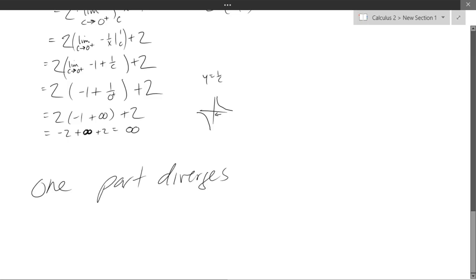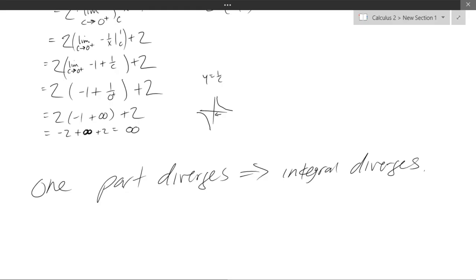Now only one part has to diverge for the whole thing to diverge. So yes, we did get one part that behaved well from 1 to infinity, but because the other part had an infinite area, the whole thing diverges. So one part diverges means everything diverges.